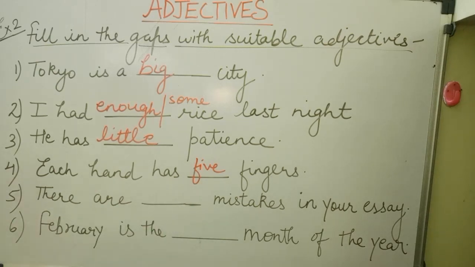Sentence number 5 says, there are dash mistakes in your essay. Dash mistakes. So you can use adjective of number, many. Then last sentence says, February is the dash month of the year. Now which month it is? First month, second month, third month. So adjective of number will be used. That is second. February is the second month of the year. So this is how we do exercises based on adjectives and its kinds.